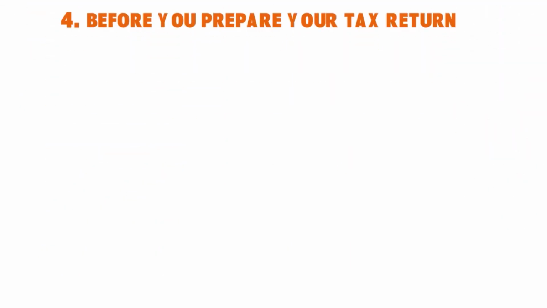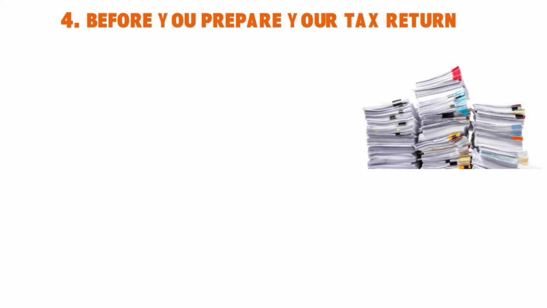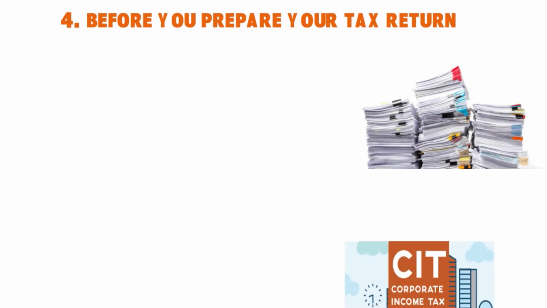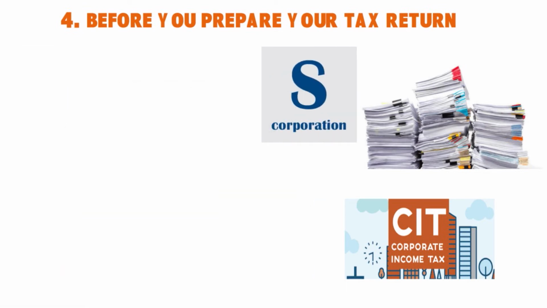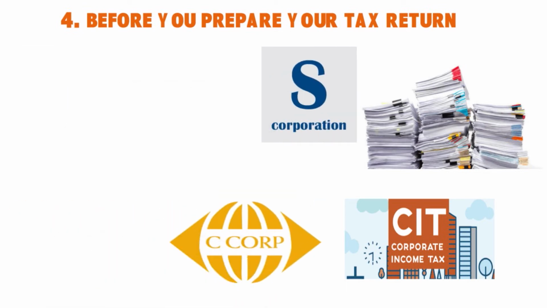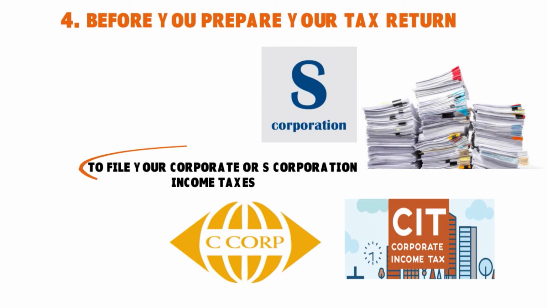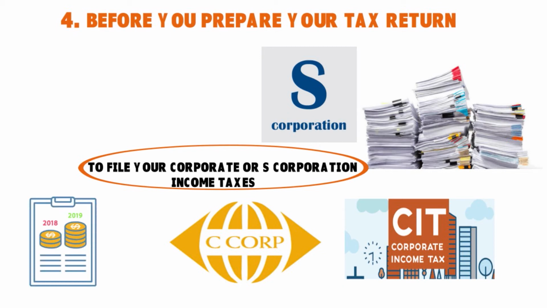Before you prepare your tax return, you've got to collect and gather some paperwork. Why? To file your corporate income taxes, or S corporation income taxes. By the way, when I say corporate, I'm talking about C corporation, right? So if I say to file your corporate or S corporation income taxes, what I really mean is to file your C corporation or S corporation income taxes, you'll need to provide some kind of financial report and other documents to your tax preparer.